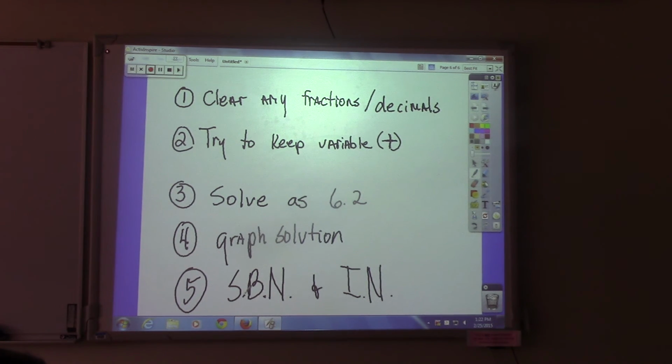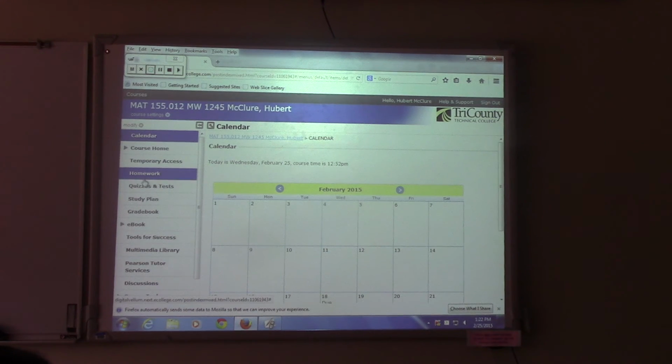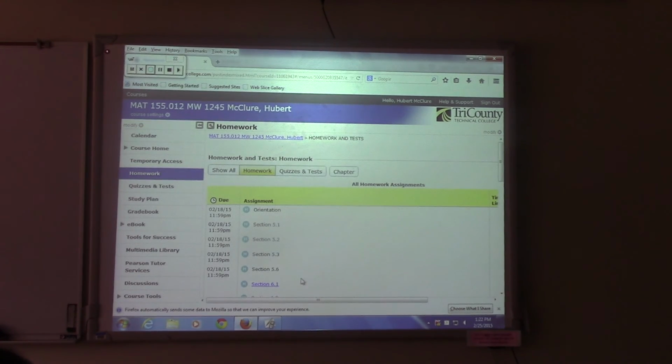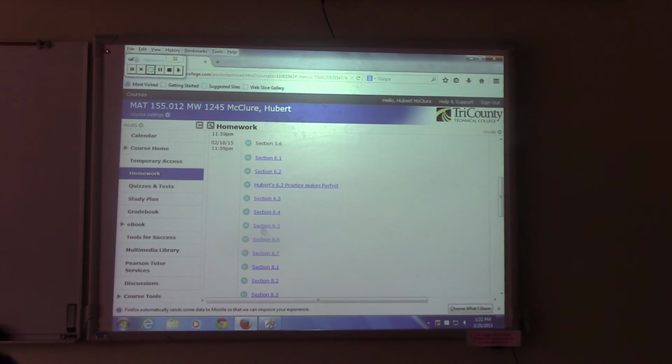Now I want to cover a couple of problems out of the homework, and the reason I do is they have one in there that you cannot solve, that you cannot get the variable positive. So I want to make sure I cover that. So I'm going to pull up handy dandy homework, and y'all said this is 6.5. 6.6. Okay, 6.6, thank you.